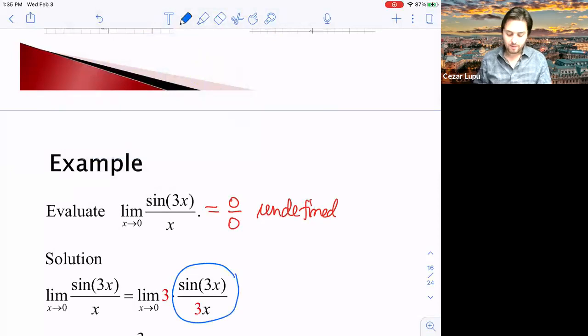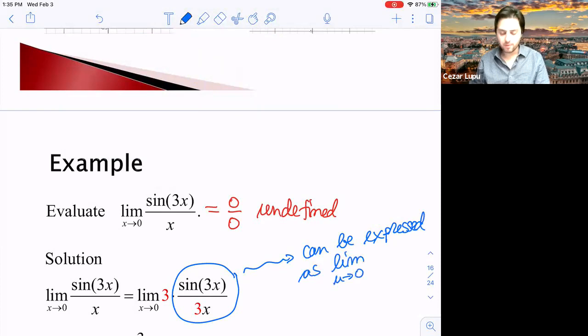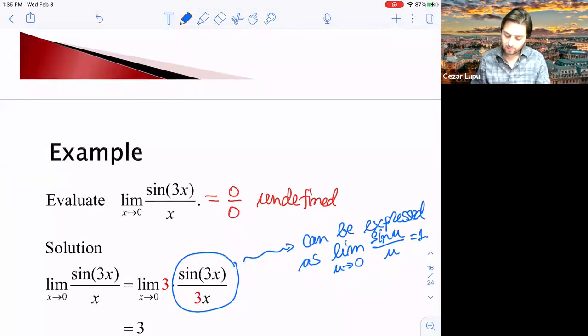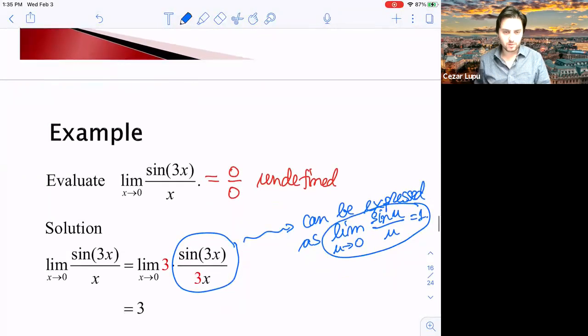can be expressed as the limit as u approaches 0 of sine of u over u, right, which is 1. Because in our case, u will be 3x. And as x approaches 0, 3x will also approach 0. So this will approach 1, so this is 1.